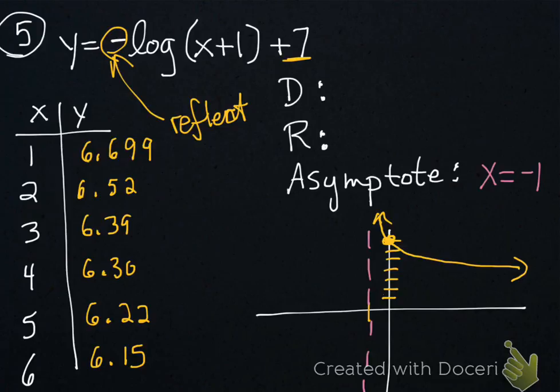Okay, I just realized I forgot to do the domain and range on number 5. So I'm going back to do that. Our range is negative infinity to positive infinity because it goes up and goes down. Our domain starts at -1, where that asymptote is, and is going to go to positive infinity. Now we're done with our practice.